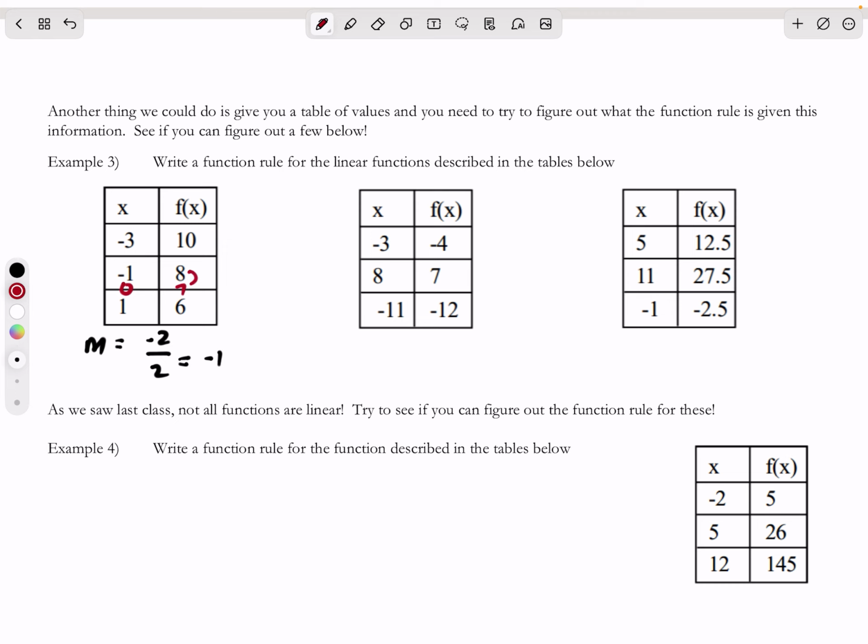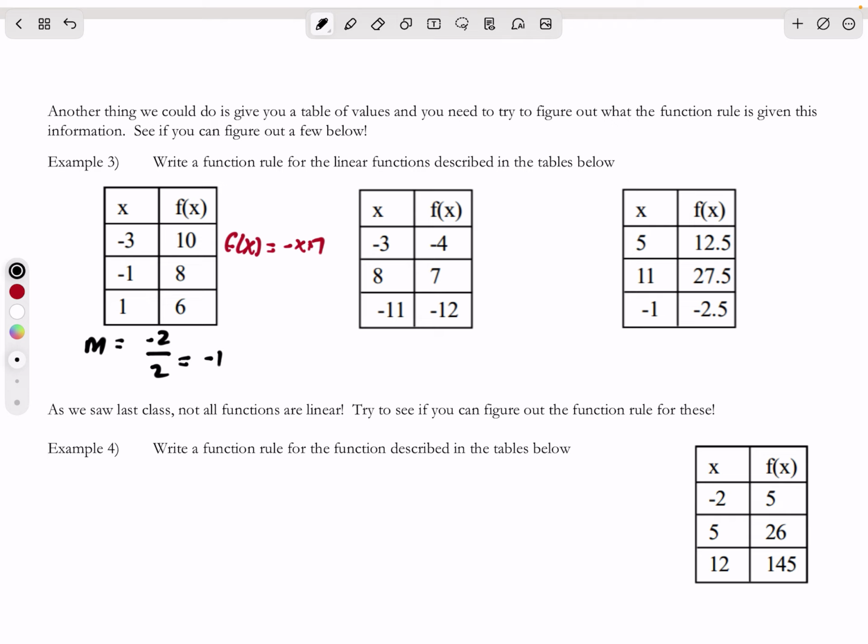You may not like that. I'm getting the sense that you don't like that. Some of you will. But if you don't like it, you could do point slope form. Anyway, you're going to get f of x equals negative x plus 7.